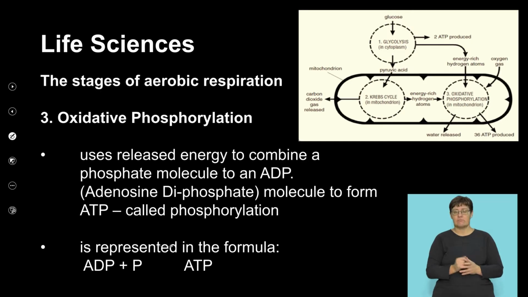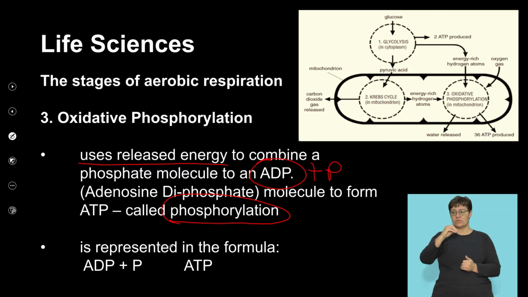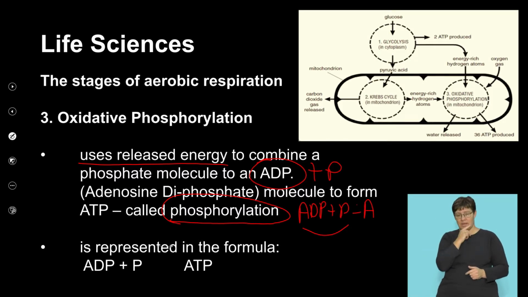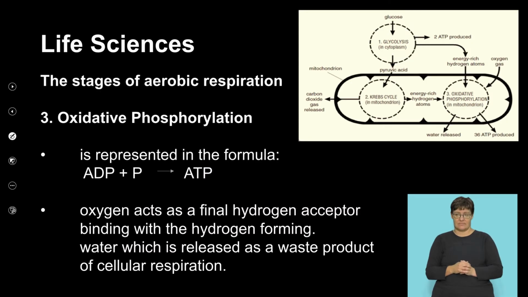So we find that it uses the released energy, where it takes an adenosine diphosphate and adds a phosphate. And hence we refer to this process as phosphorylation, essentially adding a phosphate to a diphosphate to give you a triphosphate, which is called ATP. And that reaction can be simply illustrated where ADP plus a phosphate gives you this energy-rich molecule called ATP.